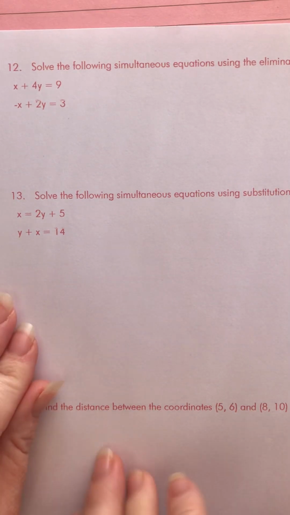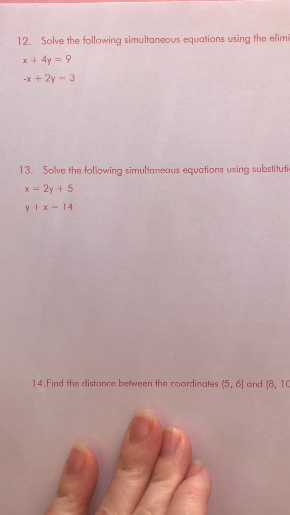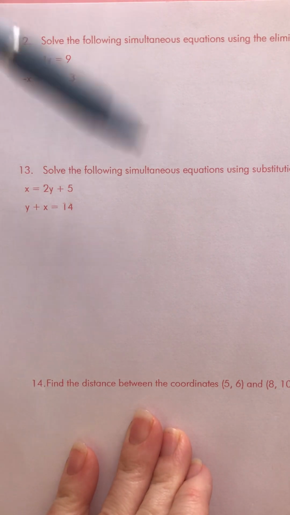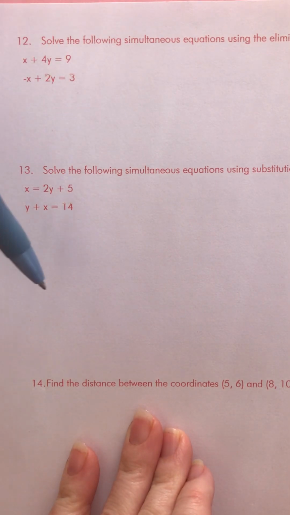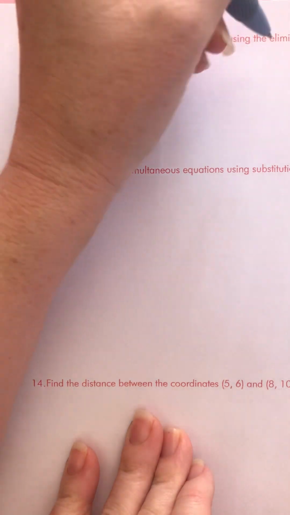Okay, this is part 2 of going through some homework sheet questions that I gave to my grade 10s before the holidays. So on this side of the sheet we had some solving simultaneously and we had some distance and midpoint. So our first question was to solve simultaneously using the elimination method.